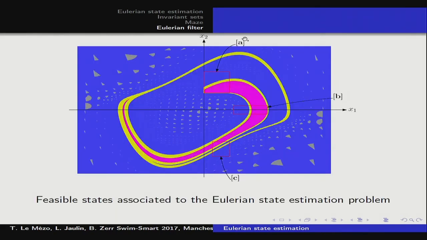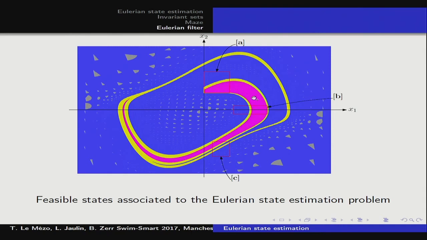A, B, and C correspond to the red boxes. So I try to find all trajectories that start in A, finish in C, and visit B. You can see that even by hand it's not so easy because you have some trajectories that start here, go to B, and avoid C at the first round, but later they come back to C.